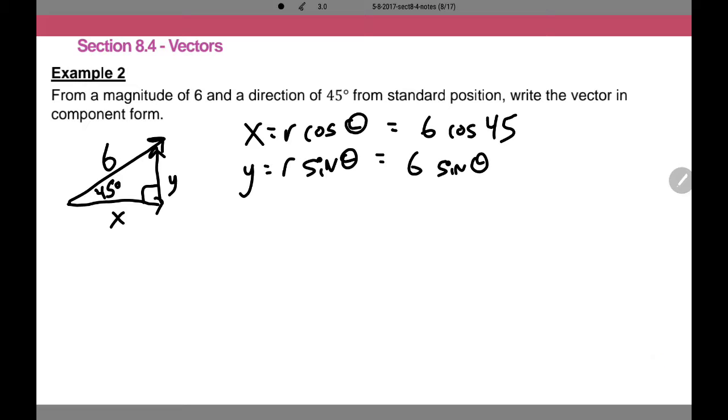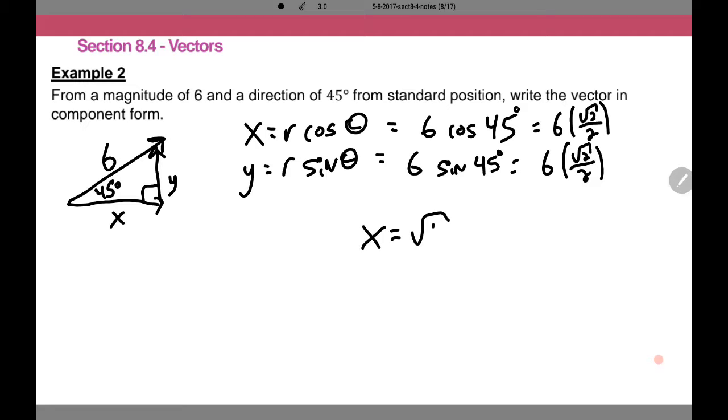And hey, here's the good news. 45 is on the unit circle, and we know that's the square root of 2 over 2 for both of these. And we get our x being 3 times the square root of 2, and our y is also 3 times the square root of 2.